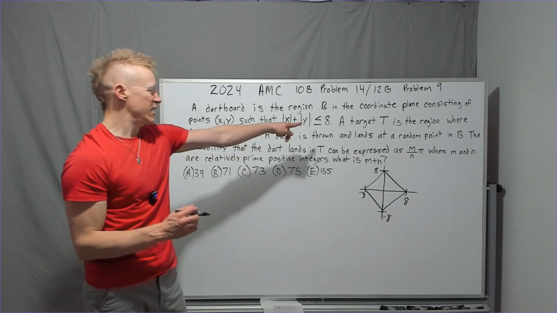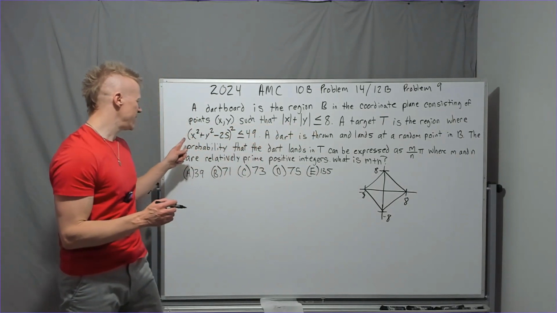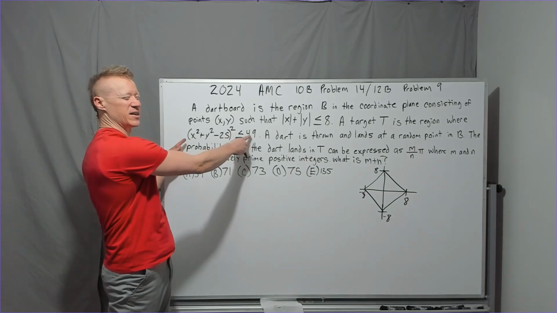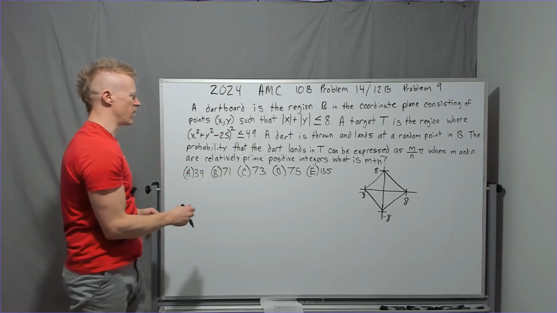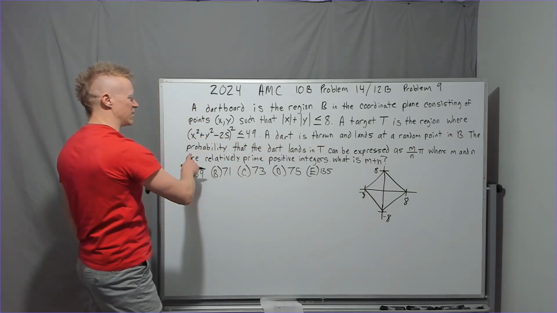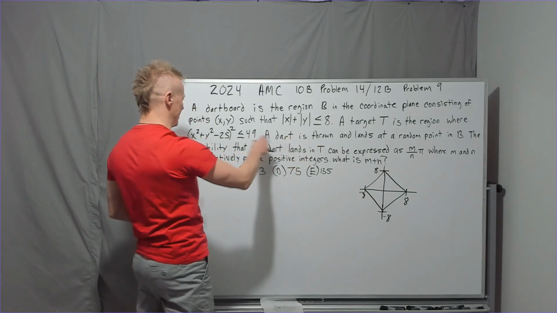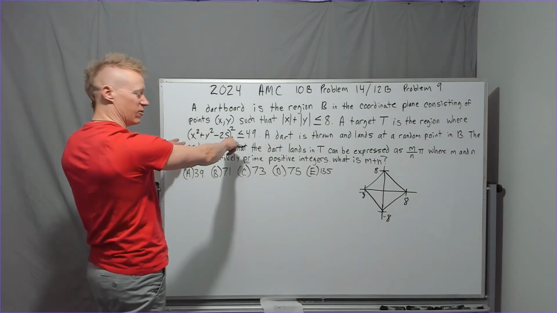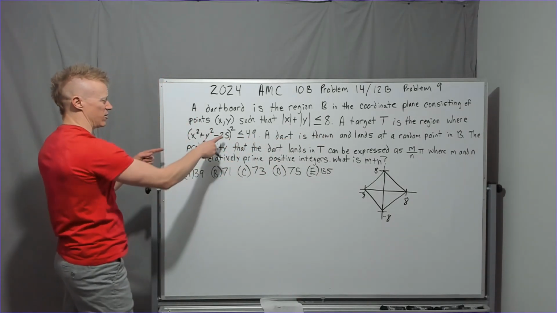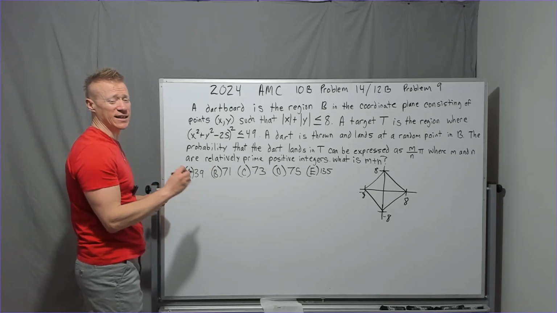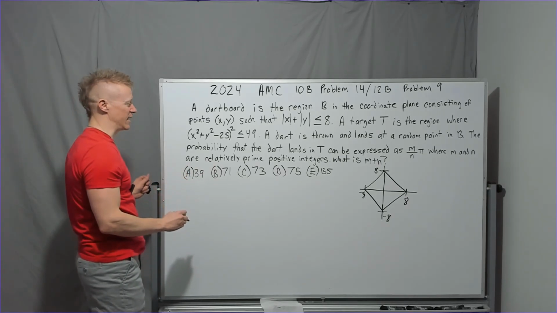Okay, now a target T is the region where this is true. Notice it's something squared and you got a perfect square. You're probably square rooting. A dart is thrown and lands at a random point in B. The probability that the dart lands in T, this region, can be expressed as. Stop there, go find T. Okay, so now you're going to square root. When you square root a perfect square, you get the absolute value of that thing.